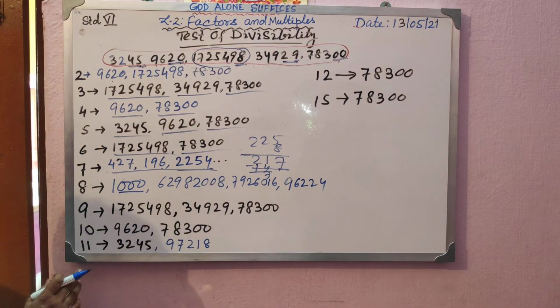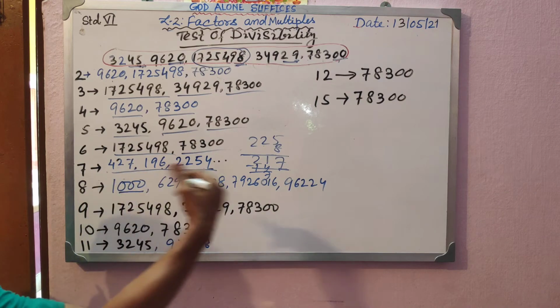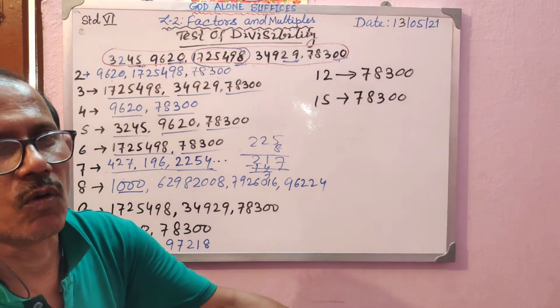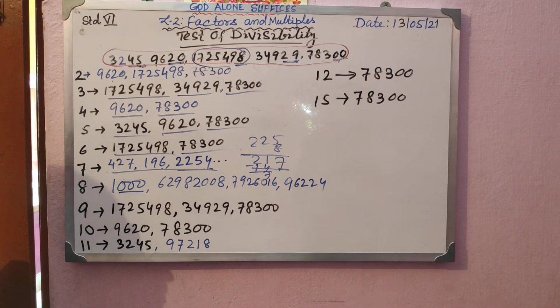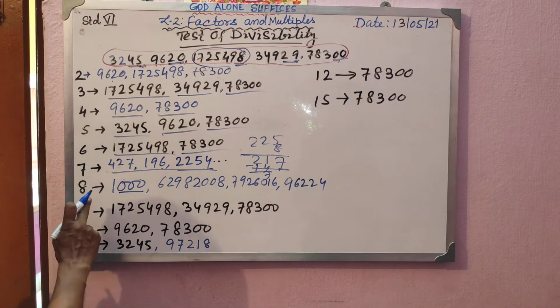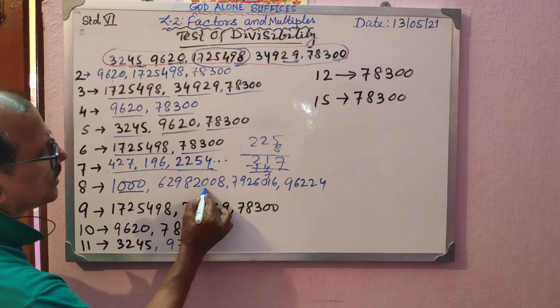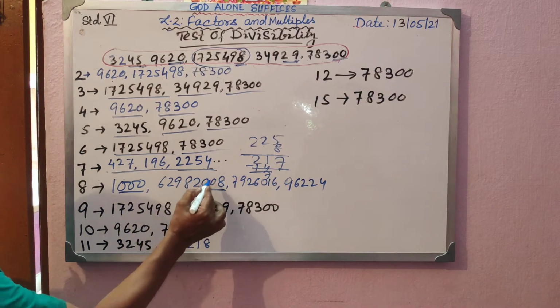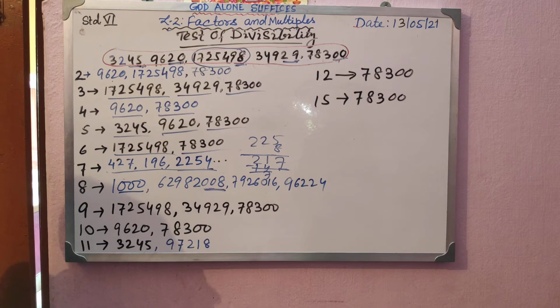Here the last 3 digits are 0, 0, 0. All the numbers having last 3 digits 0. Last means the ones, tens, and hundreds column, 3 columns. Could you understand? It has to be 0, 0, 0, then that will be divisible by 8, or you see the last 3 digits only, that is the ones, tens and hundreds digits. That has to be divisible by 8.